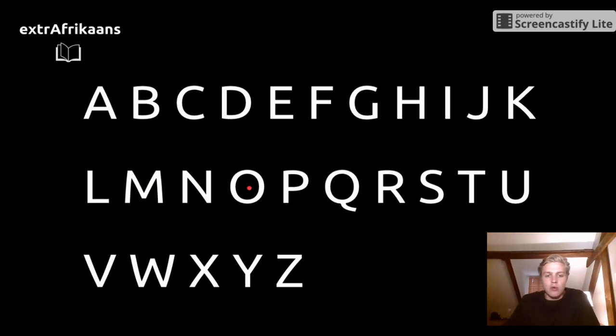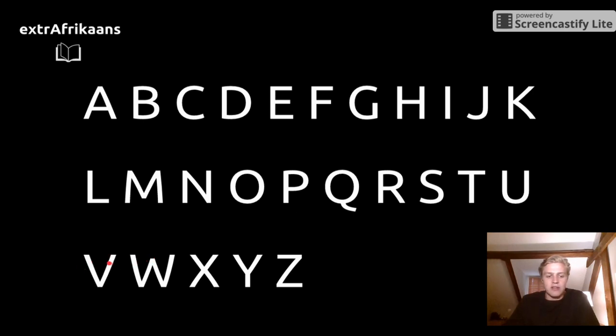We've got O, which makes the sound O. We've got P, which makes the sound P. We've got K, which makes the sound K. We've got R, which makes the sound R. We've got S, which makes the sound S. We've got T, which makes the sound T. We've got U, which makes the sound U. We've got F, which makes the sound F. Got V, which makes the sound V.